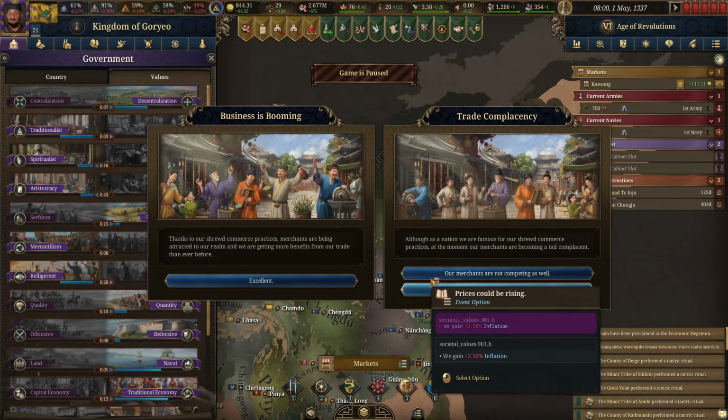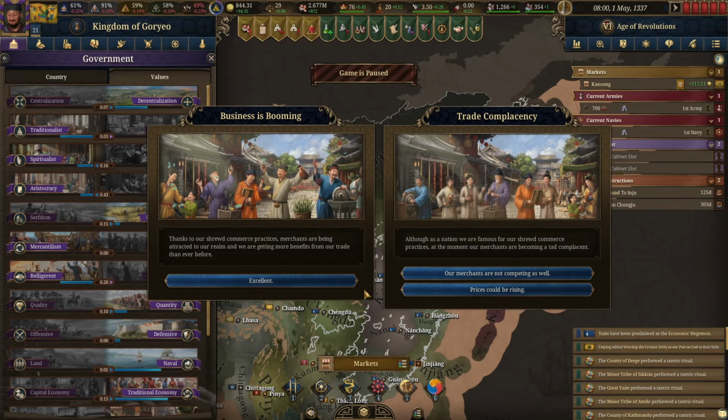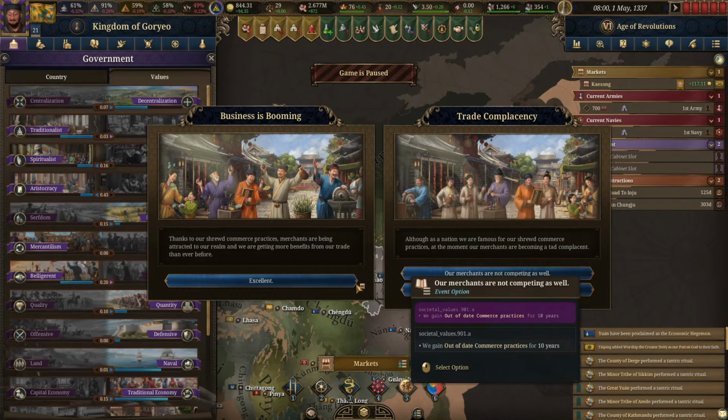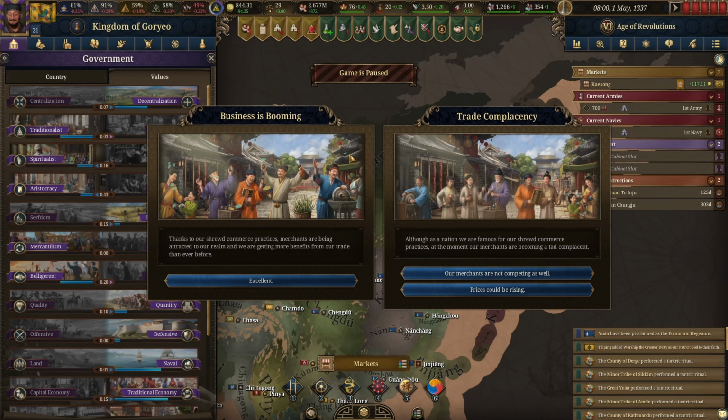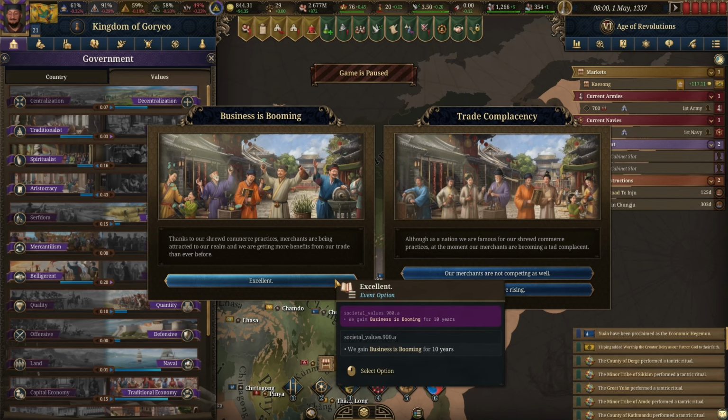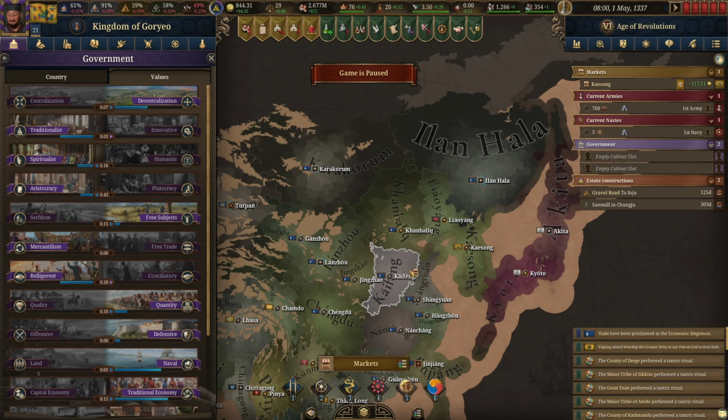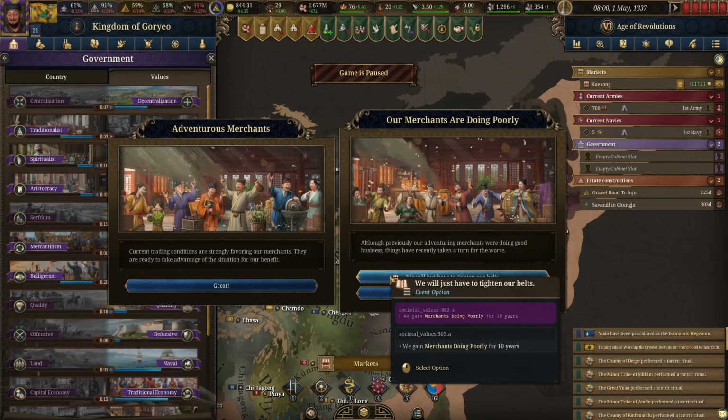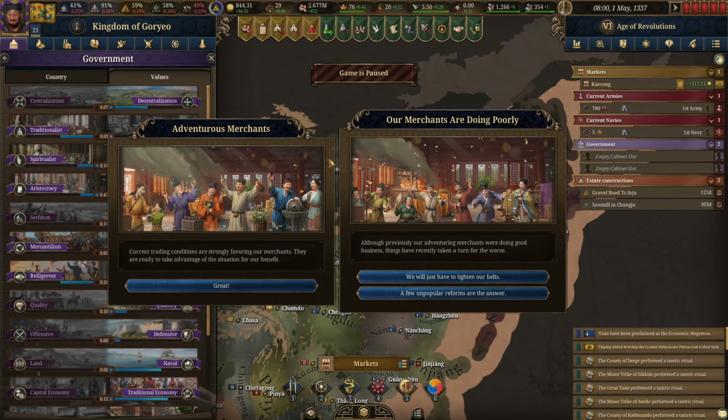I'm not really sure if this is intentional because they kind of mirror the mercantile events, which are mutually exclusive. But do keep in mind that for free trade, these aren't mutually exclusive, so you could just have both, which means they're counteracting each other. Luckily, the next two events for free trade are mutually exclusive.